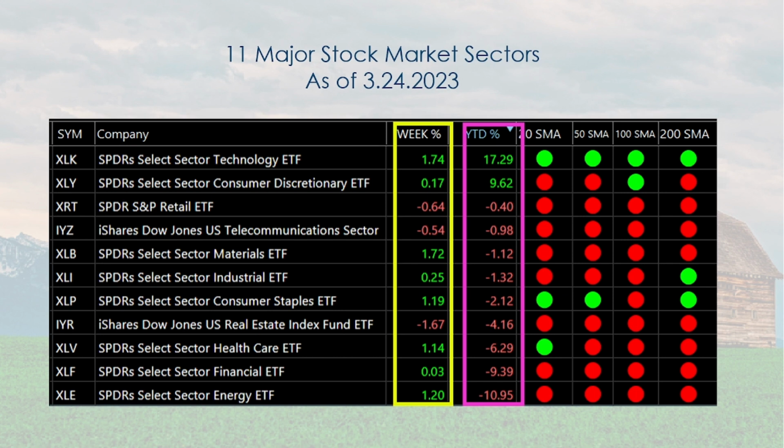In the pink box, the year-to-date numbers, technology is by far the best. Again, remember last year, it was by far the worst, but it's changed places. And then consumer discretionary, some nice gains in that as well. After that, everything else is negative, going all the way down to energy, which is 10.95% negative for the year.